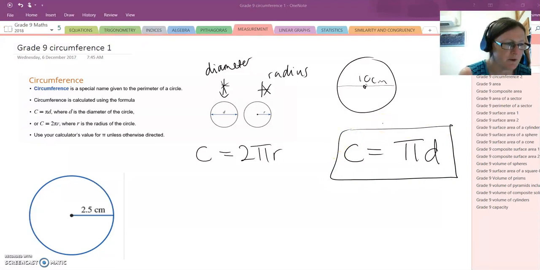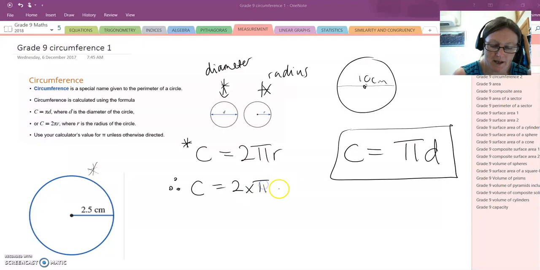In the worked example in your textbook, worked example 5, which is here, this 2.5 represents the radius, so therefore this is the formula I use to find the circumference. And what I would simply do is say C for circumference is equal to 2 times pi, and then r stands for radius, and so instead of radius I put 2.5.